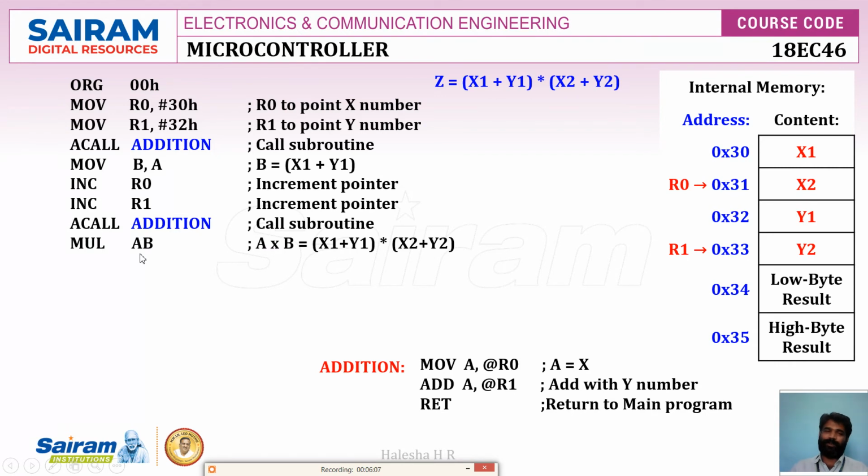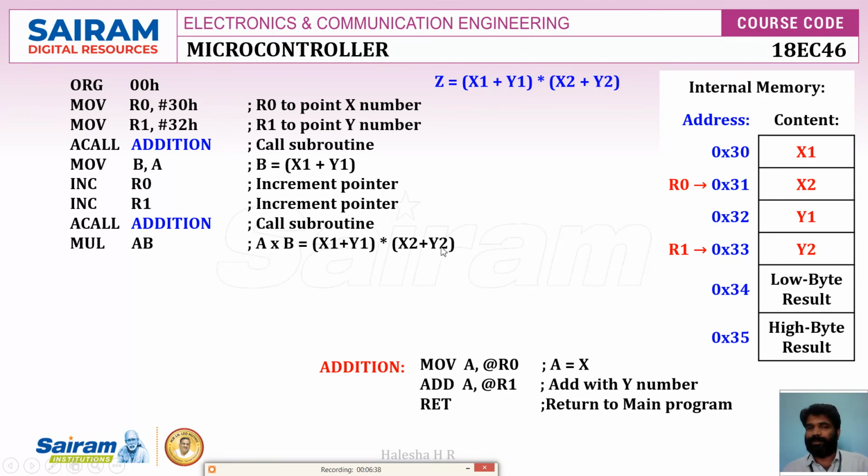When it returns to the main program, we can immediately say MUL AB, because now A has the result of X2 plus Y2, correct? And B has the result of X1 plus Y1. So we need to perform multiplication of these two. So you say MUL AB. It performs the content of A multiplied with B, that is, X1 plus Y1 into X2 plus Y2.